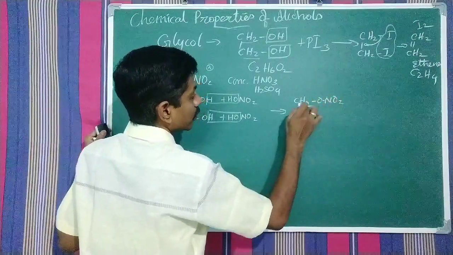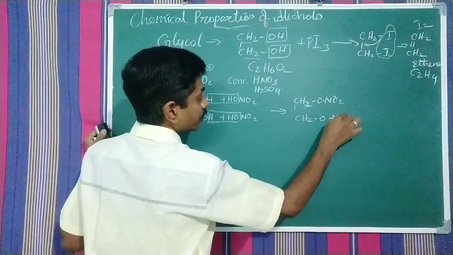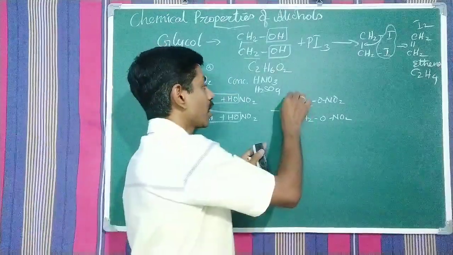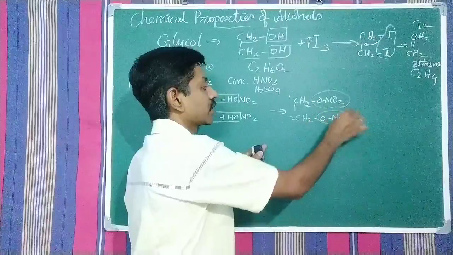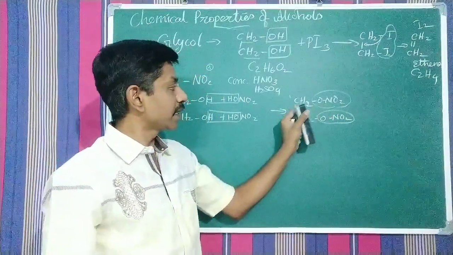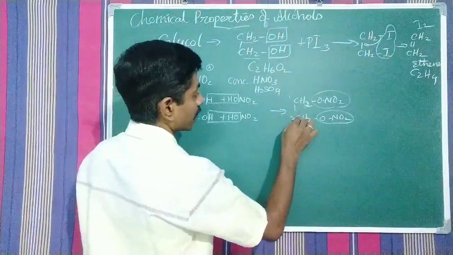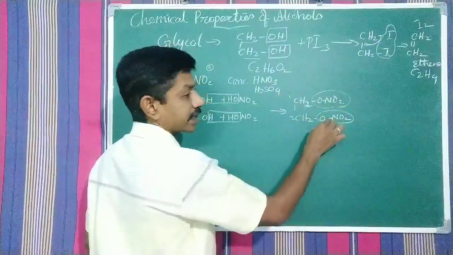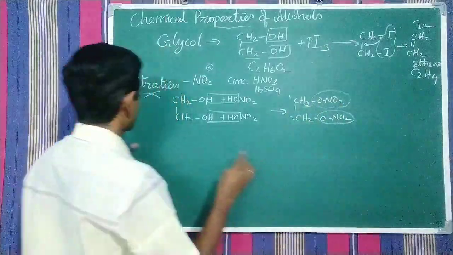So after the loss of a molecule of water, two nitro groups get added to the glycol, and you'll get CH2ONO2 and here CH2ONO2. So this is called 1,2 dinitroxy, two nitroxy groups. 1,2 dinitroxyethane is the product. Similarly this can be called glycol dinitrate, and these are all explosive.